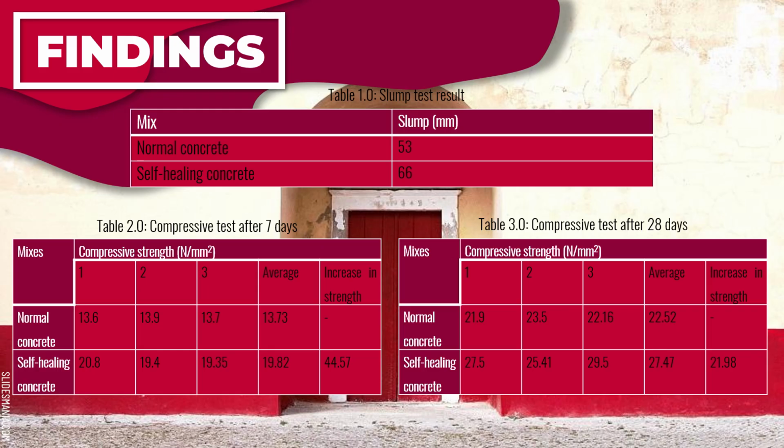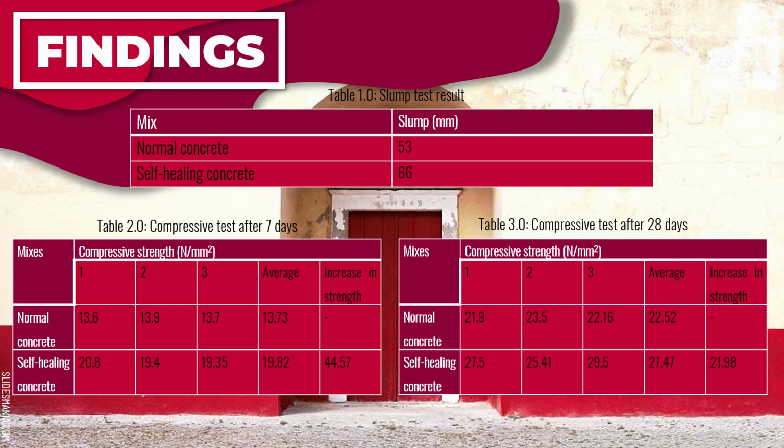Findings. On table 1, we can see the slump test results, where based on the data that was obtained, the slump height of the self-healing concrete was increased by 13 mm compared to the normal concrete. The presence of bacteria in the concrete will increase the bonding between slump and increase its structure. The results from the slump test for both normal concrete and self-healing concrete show the workability condition, which is medium workability.